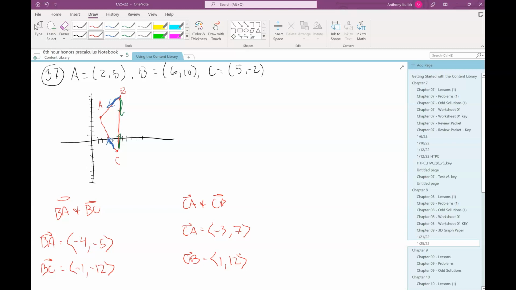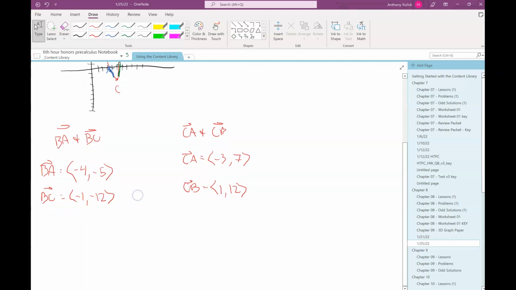So now that I have these resolved into vector form, I'm going to go ahead and use the angle between 2 vectors formula to find the angle there. So I guess this will be angle B, I can write it as cosine inverse of BA dot BC divided by the magnitude of BA times the magnitude of BC.